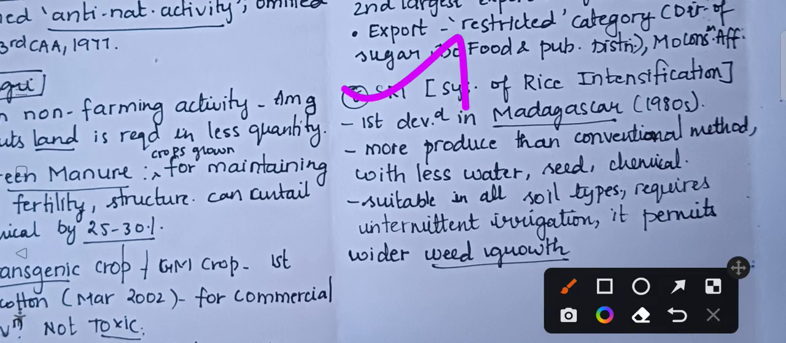The last fact for today is about SRI, which is System of Rice Intensification. It was first developed in Madagascar in the 1980s and gives more produce than the conventional method with less water, seed and chemicals. It is suitable in all soil types. It requires intermittent irrigation. And it permits wider weed growth also.